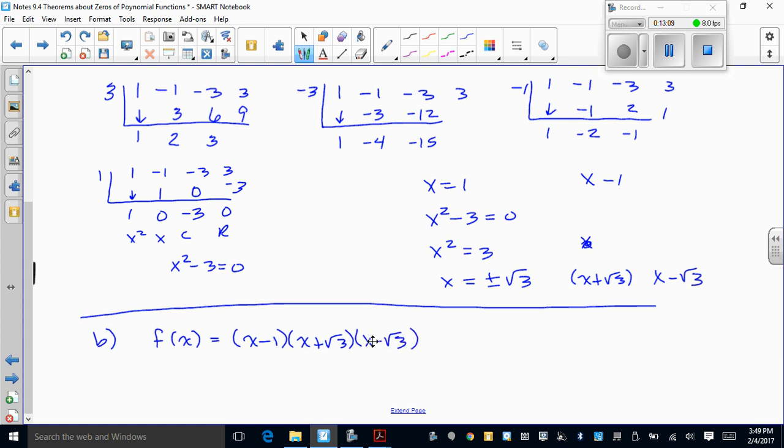Whatever the degree is, that's how many sets of parentheses you should have. If you have a degree of 4 and you only have 3 sets of parentheses, you're missing one, or you combined 2, and that's not what they ask you to do. Okay, let's try another one.